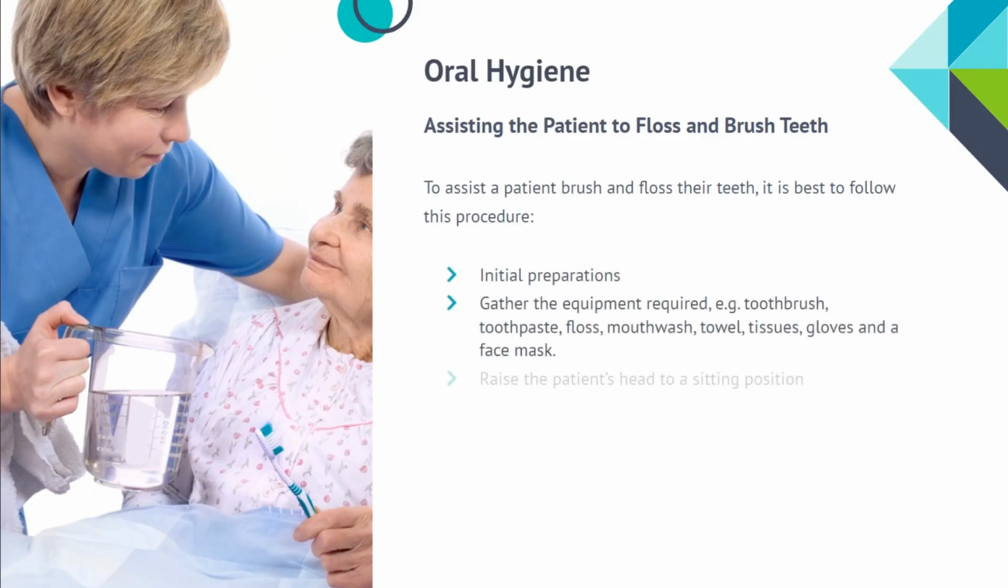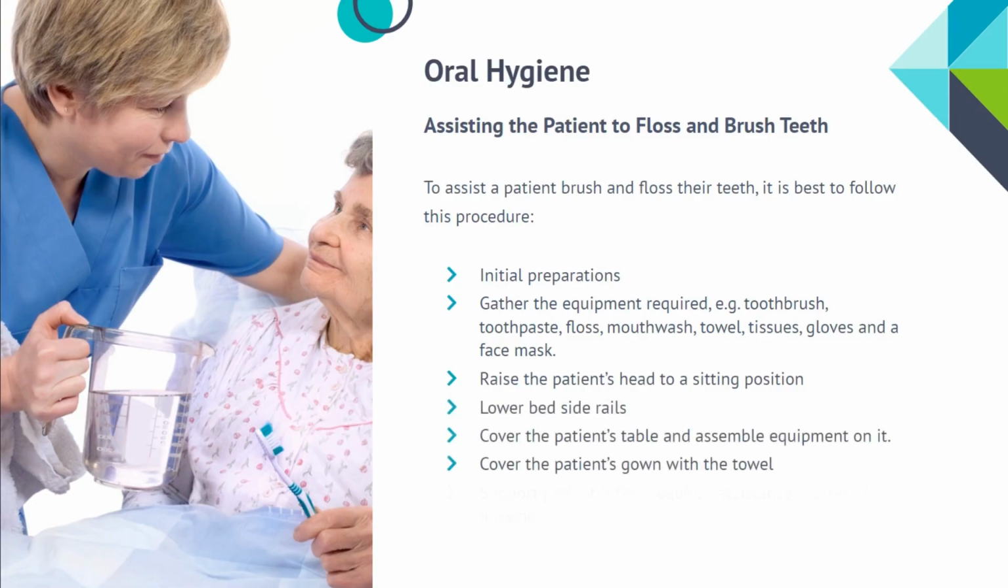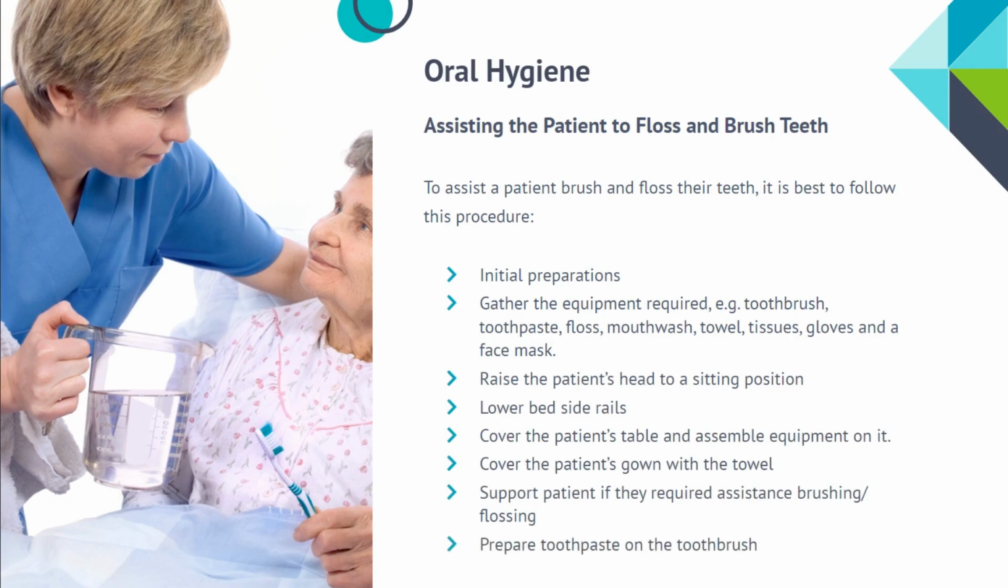To assist a patient brush and floss their teeth, it is best to follow this procedure. Initial preparations. Gather the equipment required, for example toothbrush, toothpaste, floss, mouthwash, towel, tissues, gloves and a face mask. Raise the patient's head to a sitting position. Lower bedside rails. Cover the patient's table and assemble equipment on it. Cover the patient's gown with the towel. Support patient if they require assistance brushing or flossing.